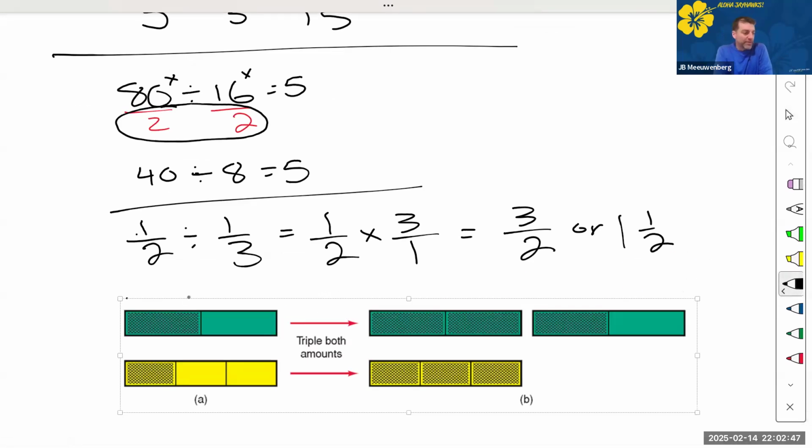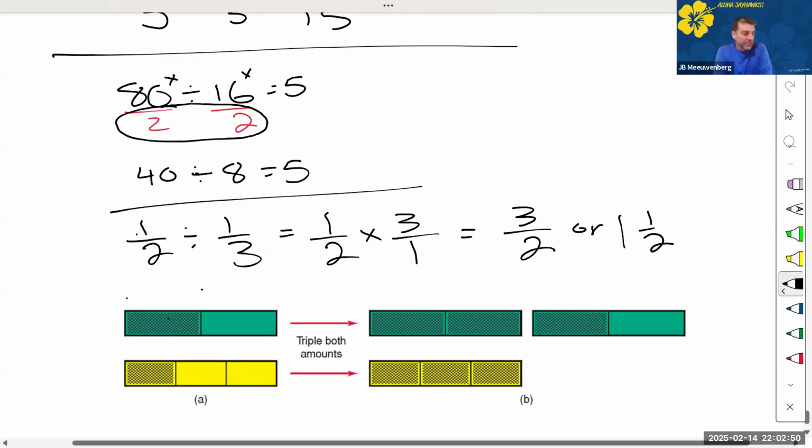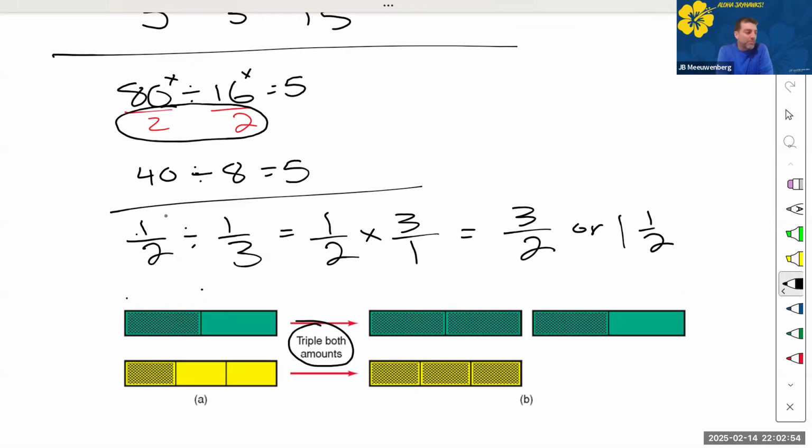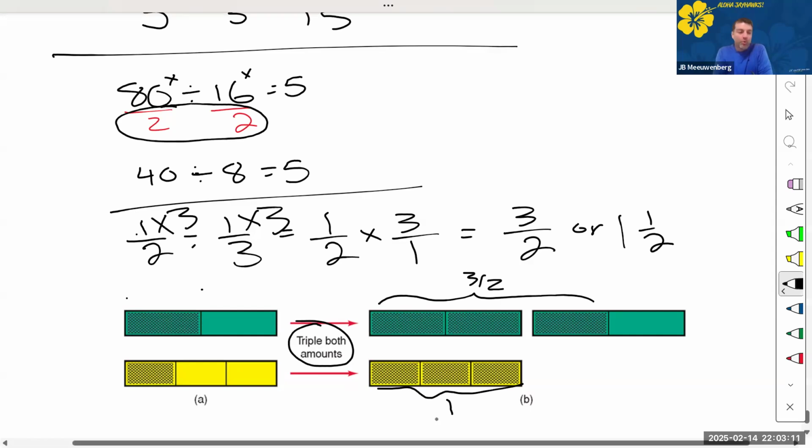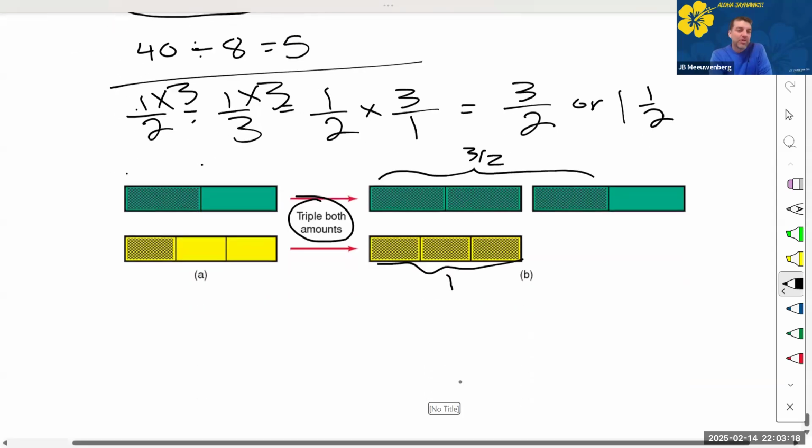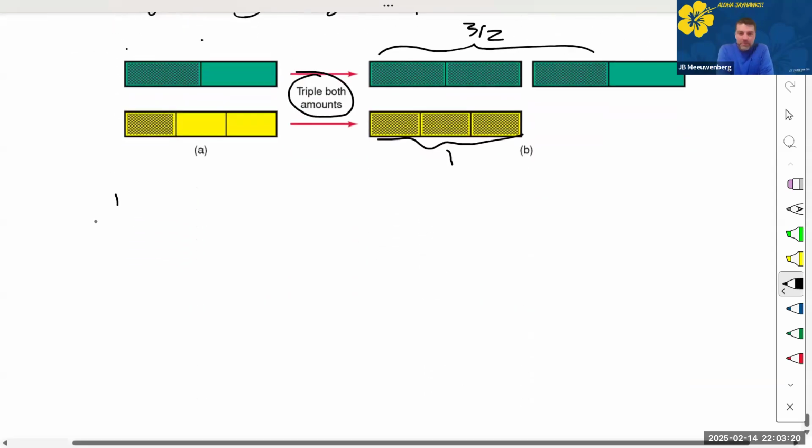If we start with 1/3 here, and we start with 1/2, and we triple both of the amounts, meaning I'm going to multiply both of them by 3, just kind of like we divided both of them by 2. You can also multiply by something. What that gives you is 3 halves here and 1 whole here, 3/3, or 1 whole there. Why did we do that? Why would we do such a thing? Let me show you with numbers.